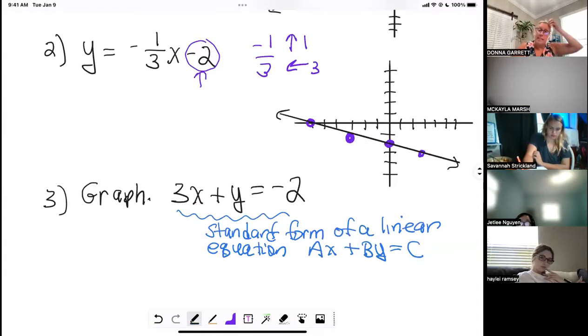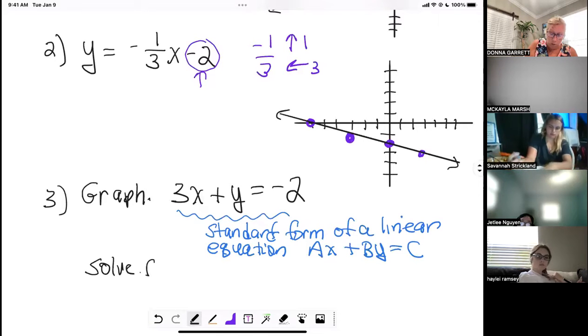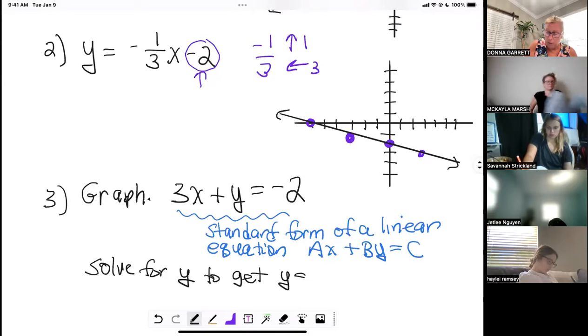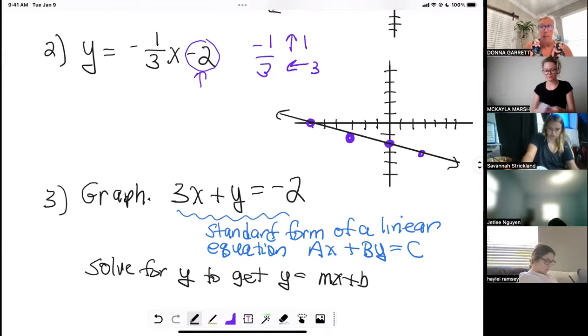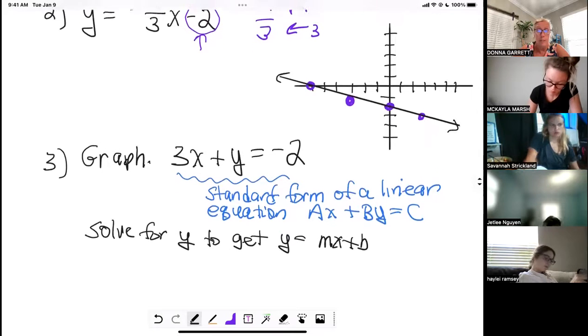How do you graph it when it's in standard form? Well, you can always go back to the way we did last section and use the x and y intercepts to graph. But since we are practicing graphing from y equals mx plus b, we're going to do it that way. So what you have to do is solve for y to get y equals mx plus b. Then you can graph it the way we just did. So whatever the equation is, you're going to solve for y, get y by itself, and then we'll have it in the form we need to graph.